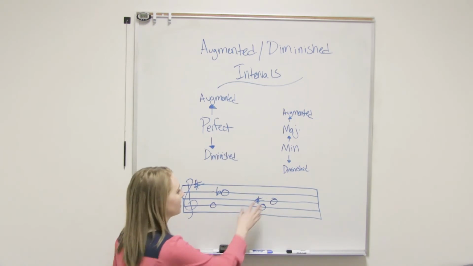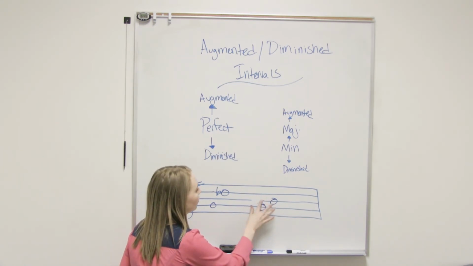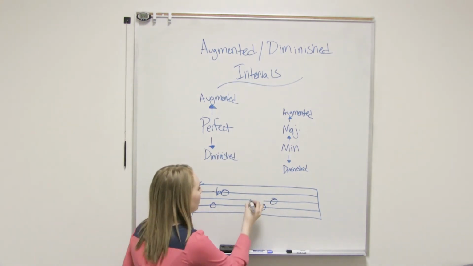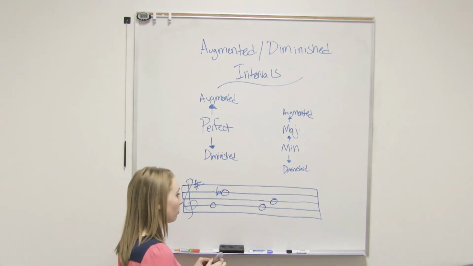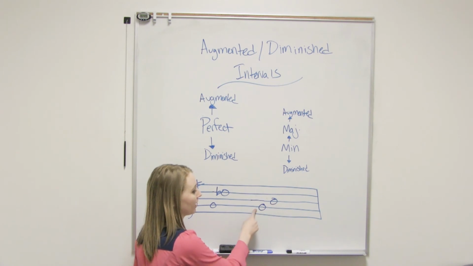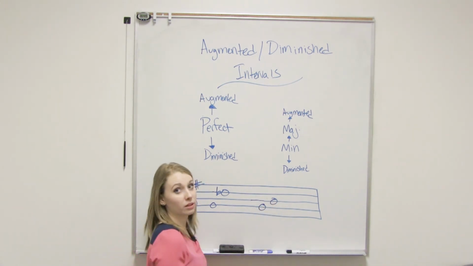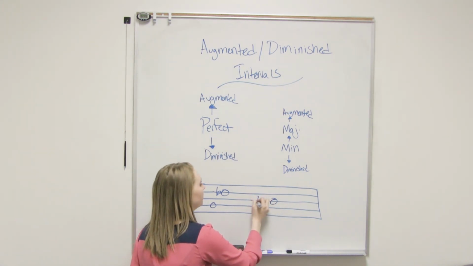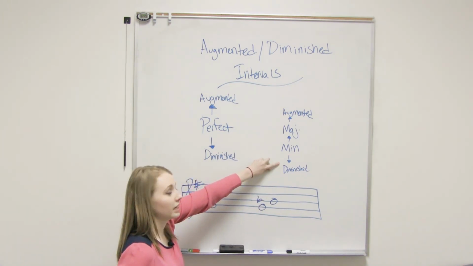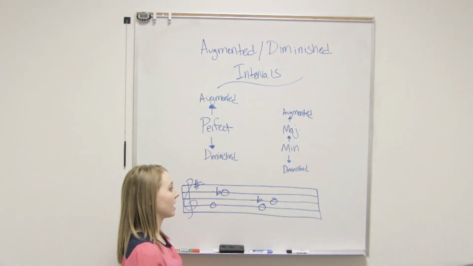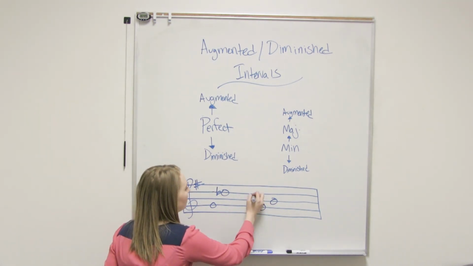So back to the major, if we wanted to make it minor, if you watched the major minor interval video, you know that you need to lower the top note or raise the bottom note. So we're going to lower the top note by a half step, which will become B flat. If we want to make this note diminished, all we need to do is lower it by another half step, so this would become B double flat.